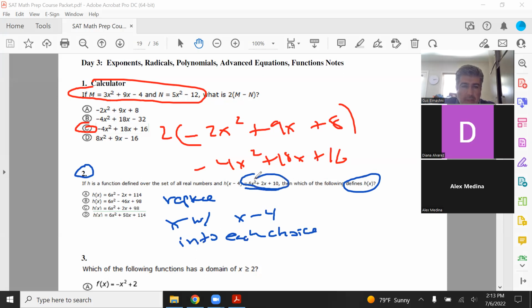Now that could be a bit labor intensive because you're going to have to replace this x here with x minus 4, meaning you have to square it, then distribute the 6, and then do minus 2 times x minus 4, and then plus 114. I mean, you could do it that way. It's kind of up to you if you want to approach it that way. Just to show you how labor intensive this could be, you would have this.